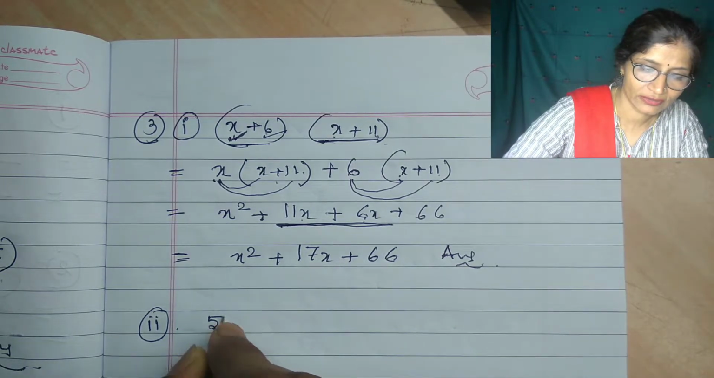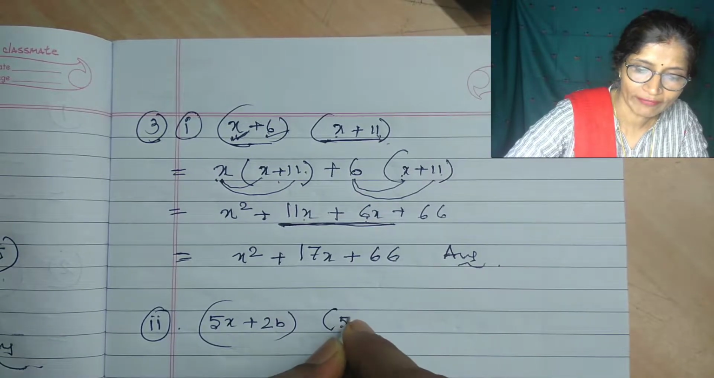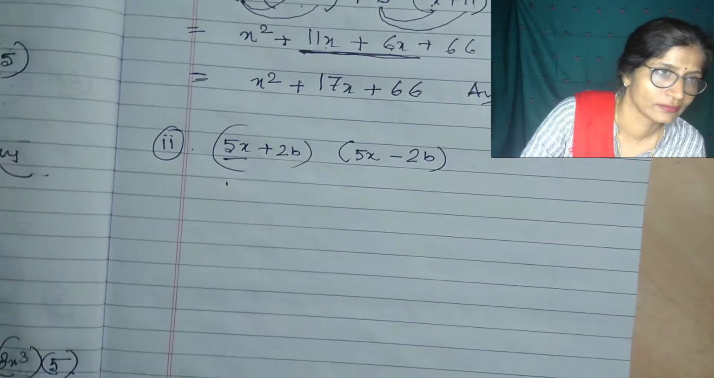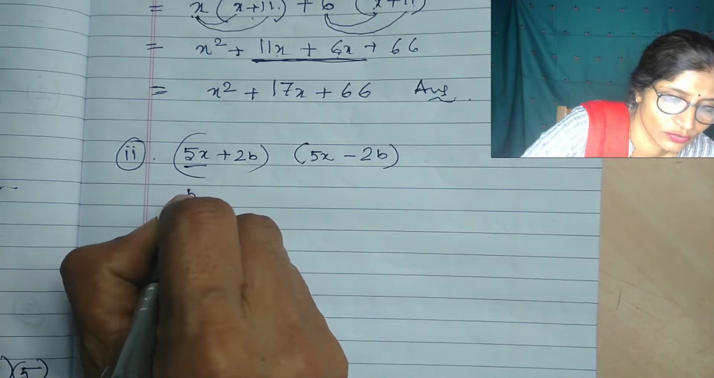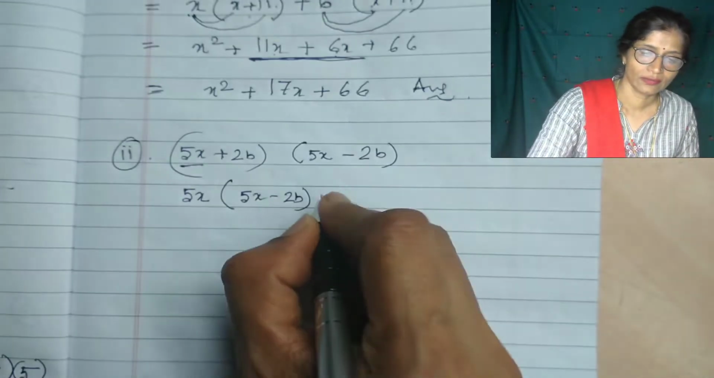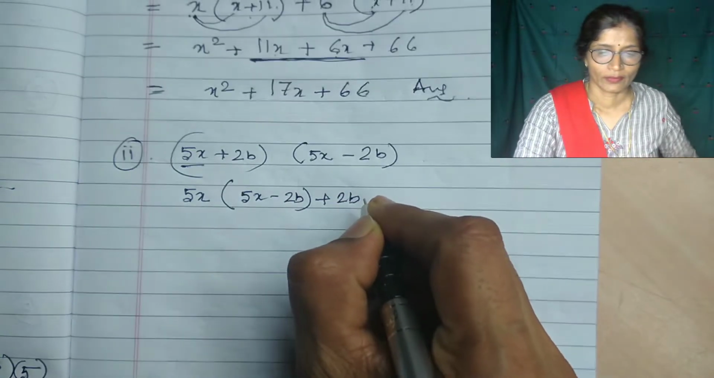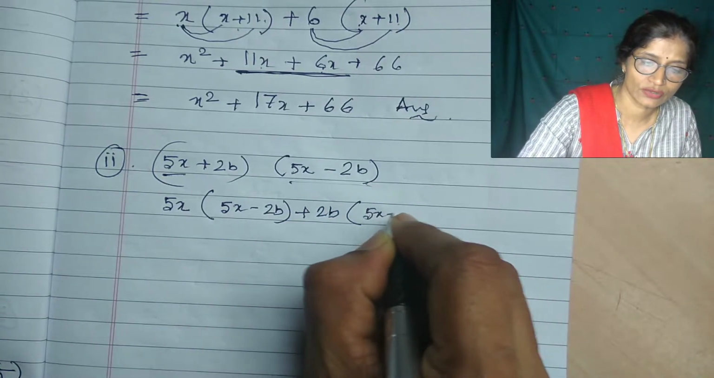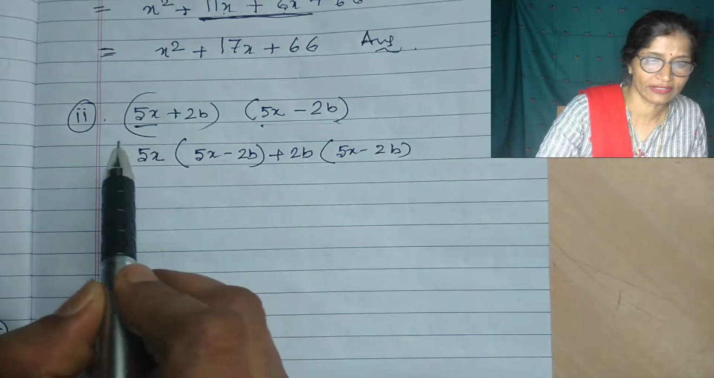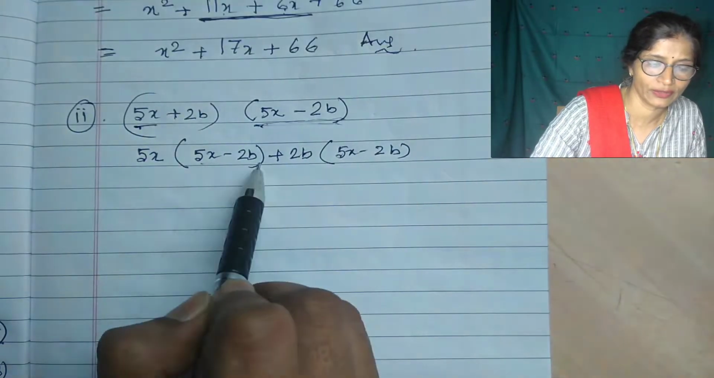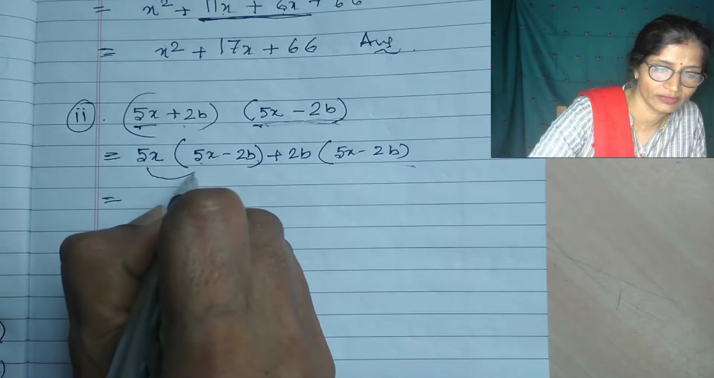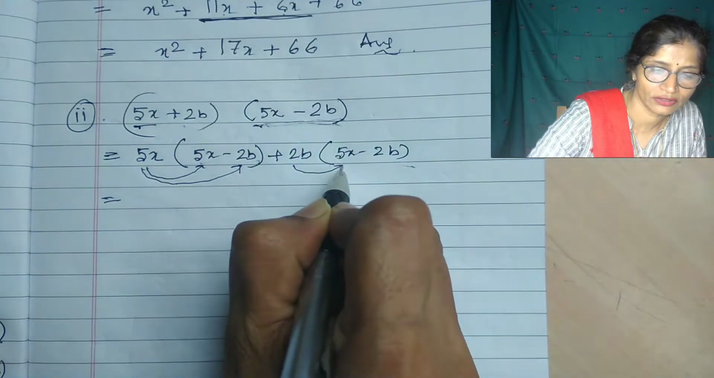Suppose it is (5x + 2b) into (5x − 2b). Okay. So here 5x is one term, and then multiplying by 5x minus 2b. And then this plus is there, plus 2b into this one, 5x minus 2b. So the thing is that this 5x multiplies both the terms of this polynomial, and then 2b multiplies both the terms of this polynomial. So that is equal to what? Equal to, now this multiplies with this, and this one with this, and again here also the same thing, this into this.